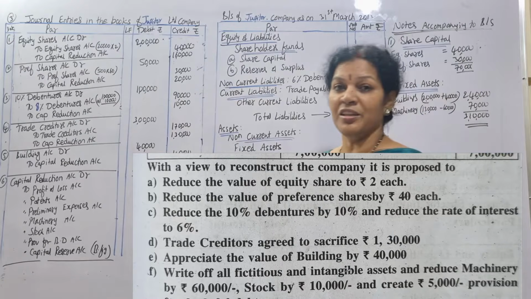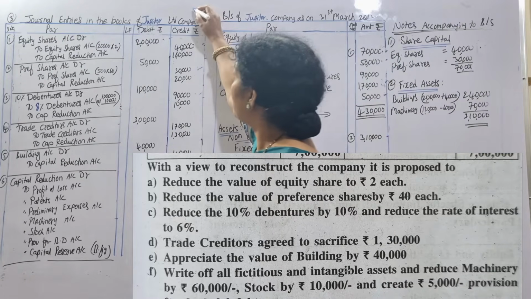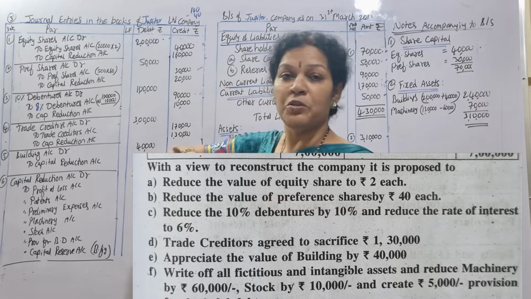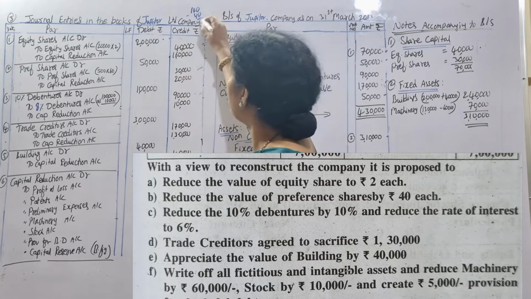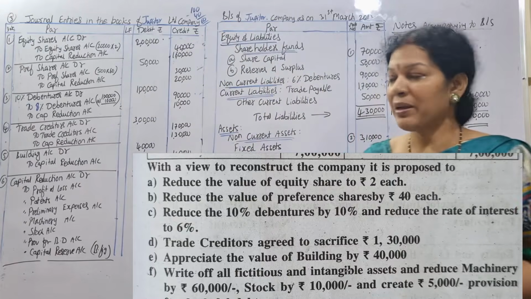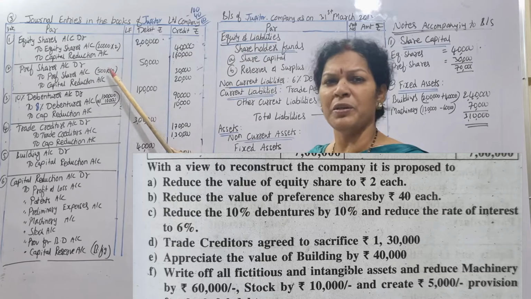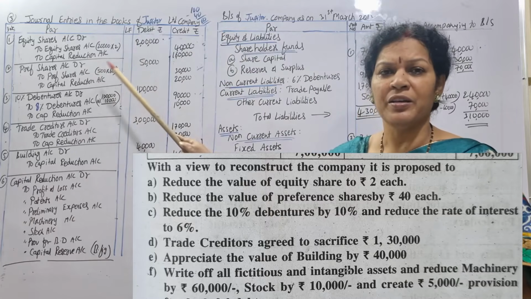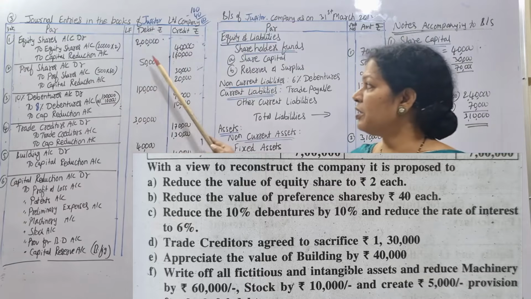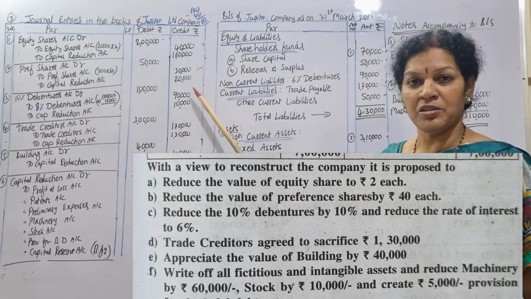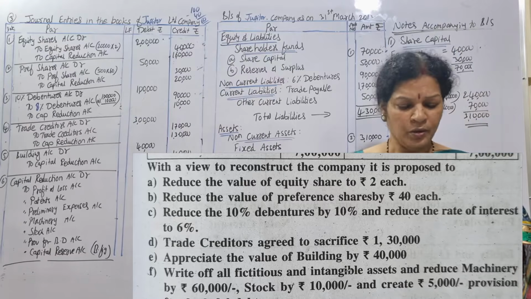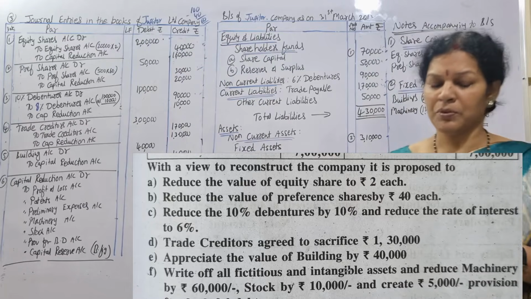How did we get 60? 100 minus 40. Reduce it by 40 means we want to keep 60 rupees with us, so we calculate at the rate of 60 rupees. How many shares are there? 500. 500 into 60 comes to 30,000. Now the capital reduction is 50,000 minus 30,000, which is 20,000. Okay, preference shares over, equity shares over.